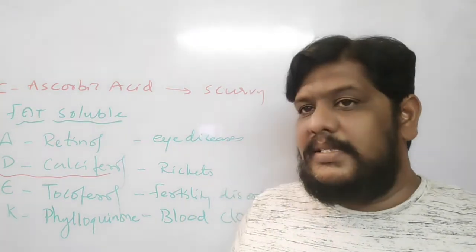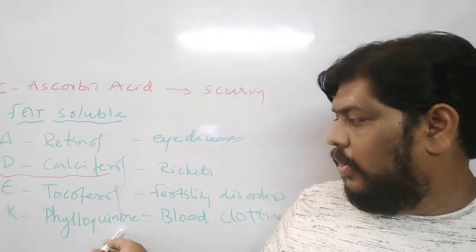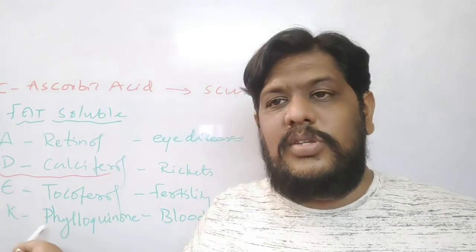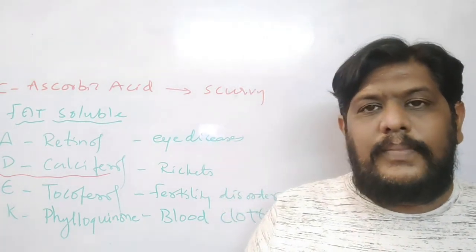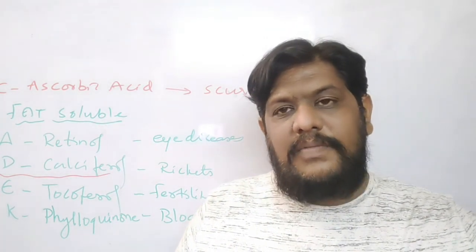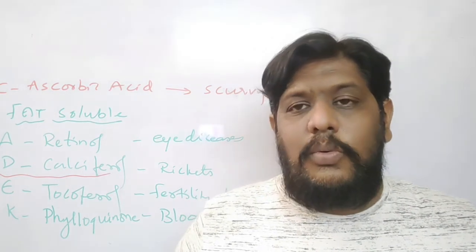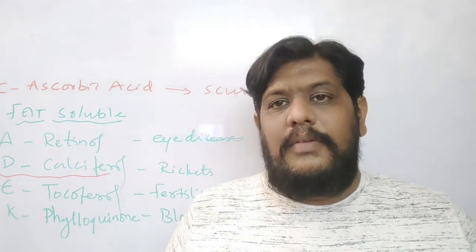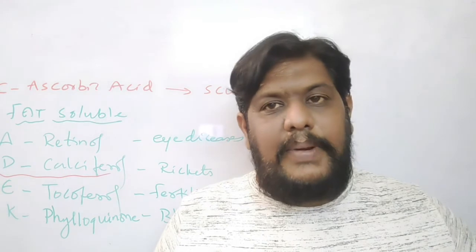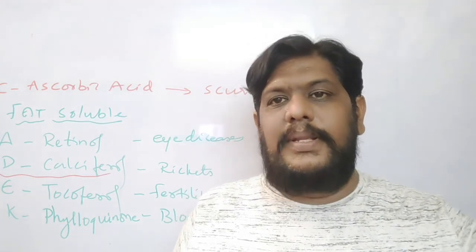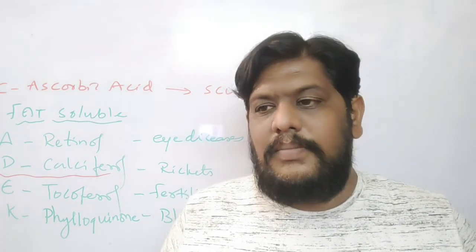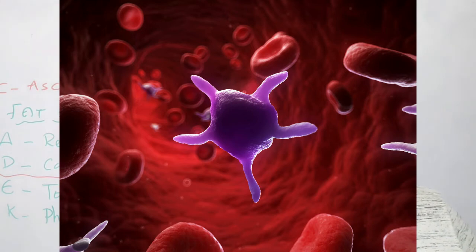And the last one is phylloquinone. Vitamin K is also called phylloquinone. This has a very good relation with the blood platelets. Last year we saw that whenever there is a wound, the blood platelets come to that place and help in the clotting of the blood. Phylloquinone, vitamin K, is also very important for blood clotting.